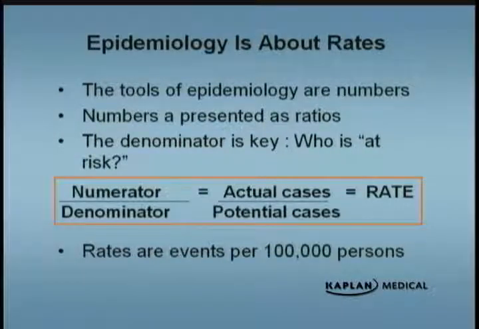Understand, if you won the lottery, you must, of course, have bought the ticket. So when we talk about the numerator, we're talking about the actual cases as a subset of the denominator, the potential cases. Now, getting the right denominator is what it's all about. Getting the right answer depends on getting the right denominator, and the right denominator is simply decided by a very clear idea: who is at risk.